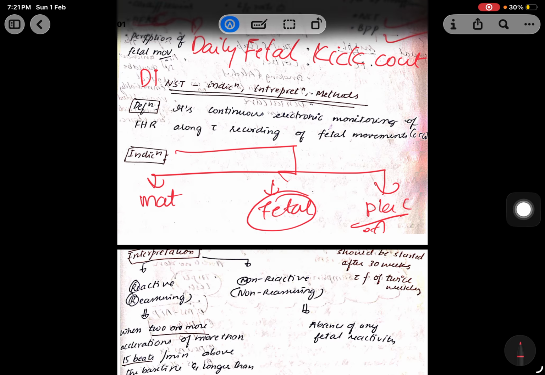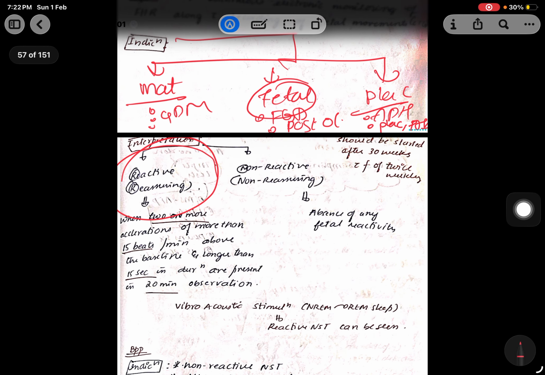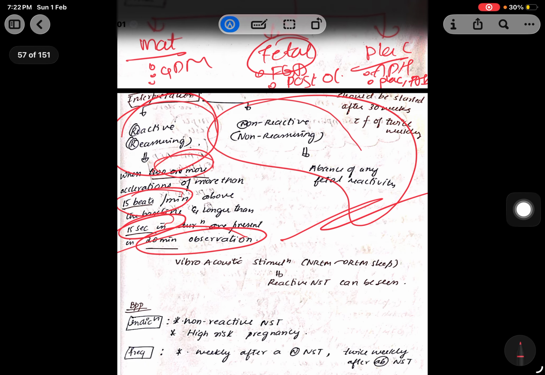Again, the two things in the placenta you know are placenta previa and abruptio. And in fetal causes, if she has FGR or post-dated pregnancy or oligo or polyhydramnios, you can write every condition. If it's reactive, that is reassuring. What does reactive mean? Two or more accelerations of 15 beats for 15 seconds in a 20-minute observation. So it's an important question which you have already studied. Again, what does non-reactive mean and what will you do?